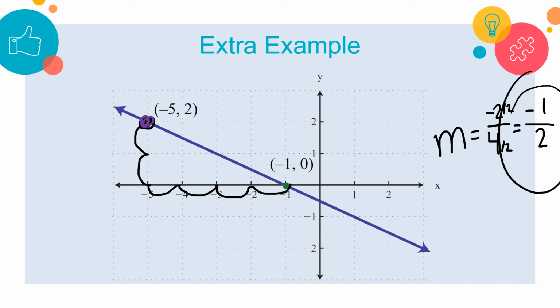Watch this, you guys. That means from this dot, can I go down 1, right 2? I can, because look, there'd be another dot. Down 1, right 2, down 1, right 2, down 1, right 2. Look at all those dots I have.